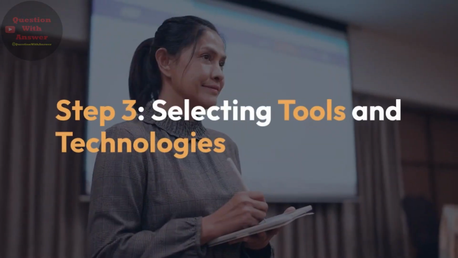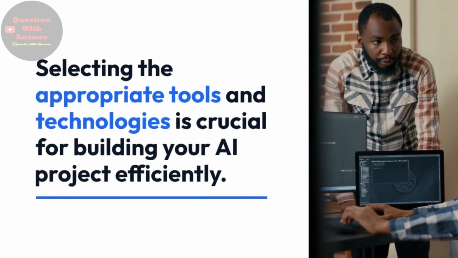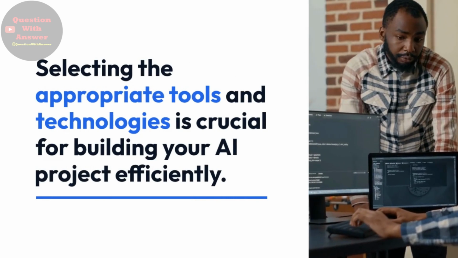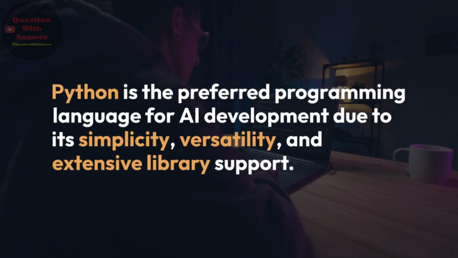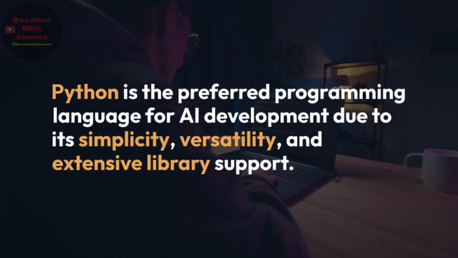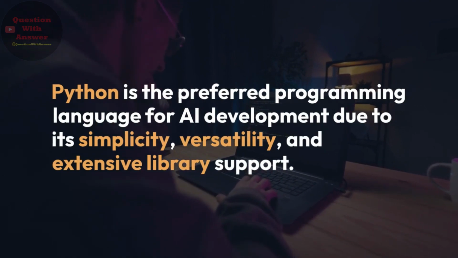Step 3. Selecting tools and technologies. Selecting the appropriate tools and technologies is crucial for building your AI project efficiently. Python is the preferred programming language for AI development due to its simplicity, versatility, and extensive library support.